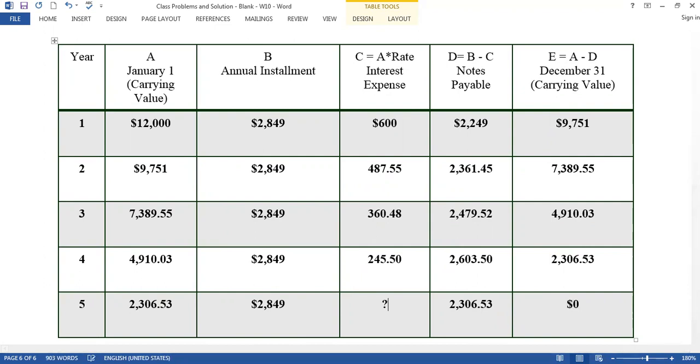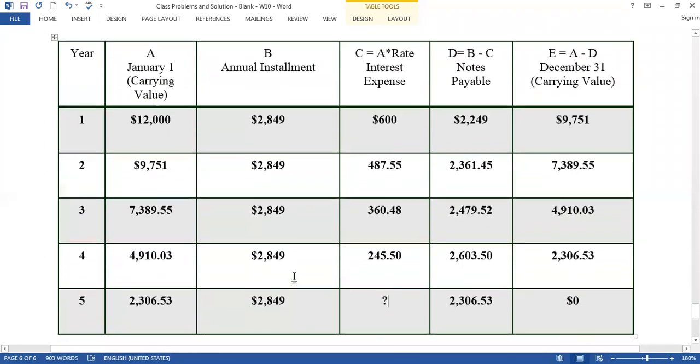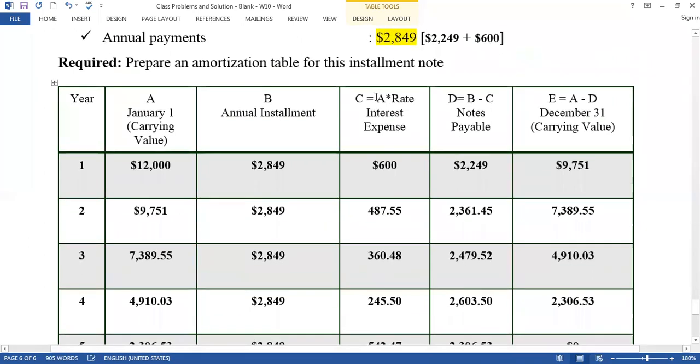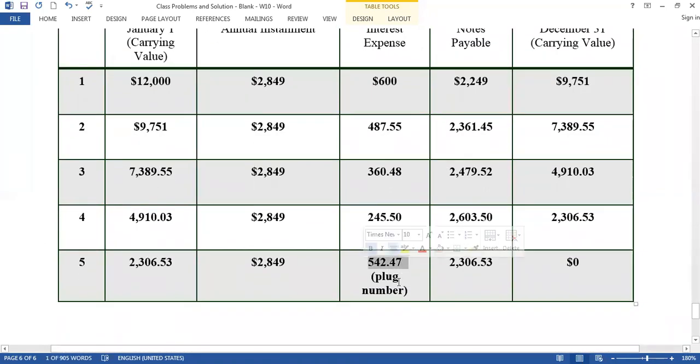Now, what is the number here? If you know the total amount is 2849, and if you know the notes payable amount, you can easily calculate the interest expense, the remaining one, right? So the remaining is 542.47. And this is the plug number. In accounting, we call it plug. Plug number means you cannot apply this formula at the end of year 5. We have to find the missing number. Plug number means the missing number. So if you know these two, you can easily calculate the plug number.